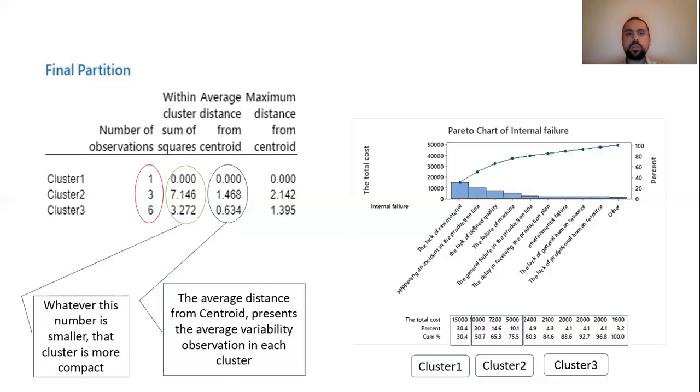So, guys, that was the topic regarding Pareto charts and cluster K-means.